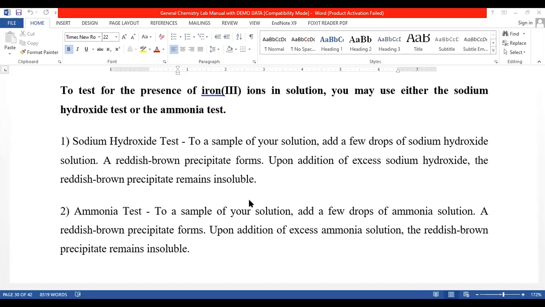So as usual, we would like to share the demonstration, that is, how we can carry out this experiment in the laboratory. I would like to share the demonstration with you so that you can understand its technique and procedure.